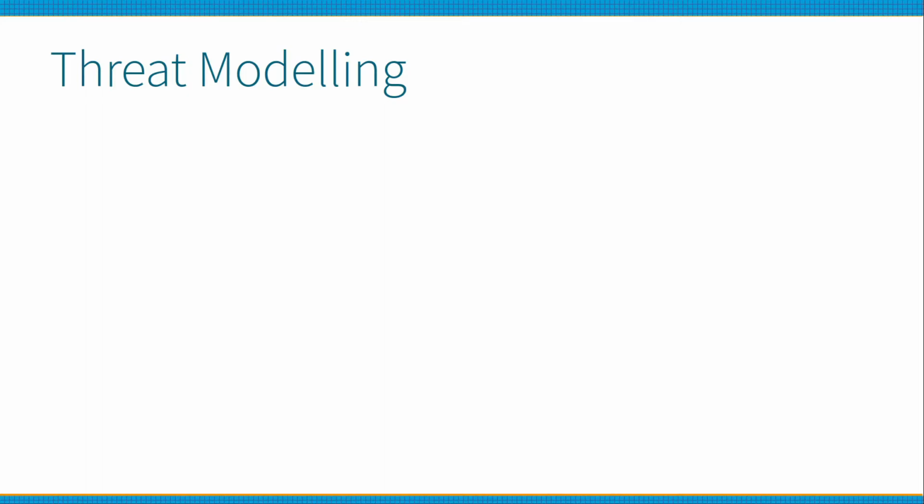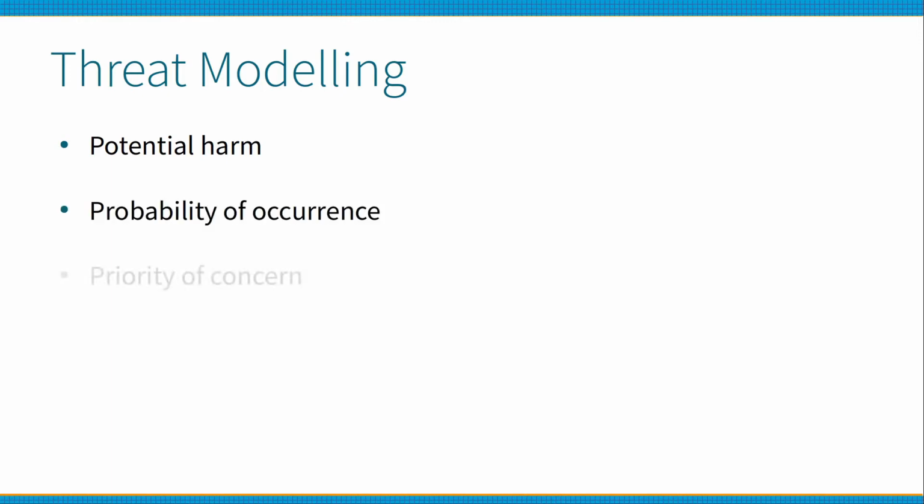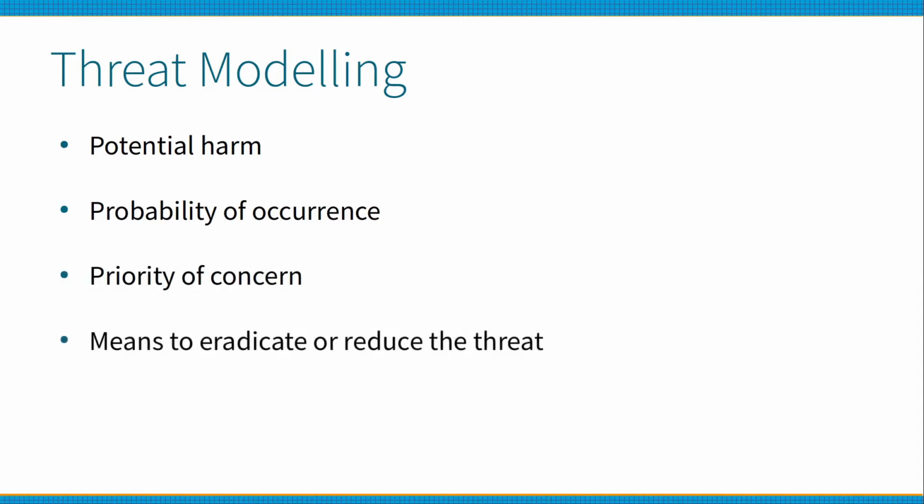Threat modelling is a way to identify, categorise and analyse threats, looking at the potential harm, the possibility of occurrence, i.e. the likelihood, the priority of concern, and then the means to eradicate or reduce the threat. One of the reasons for threat modelling is being able to identify where to deploy resources based on the risks and the importance of the data and systems.